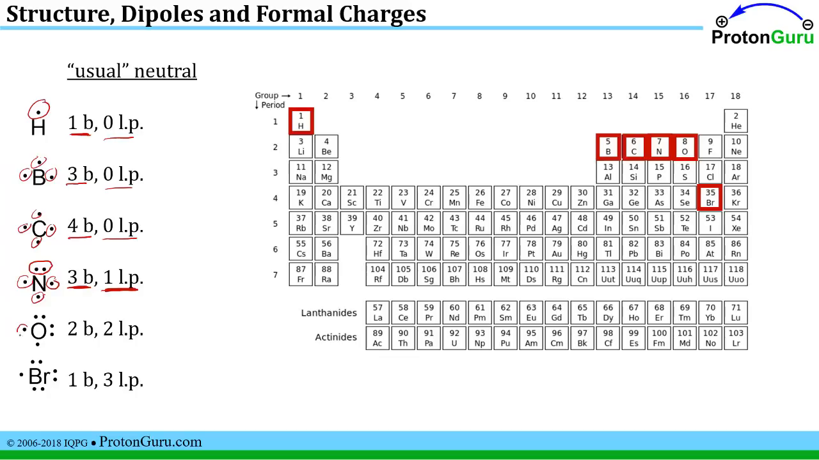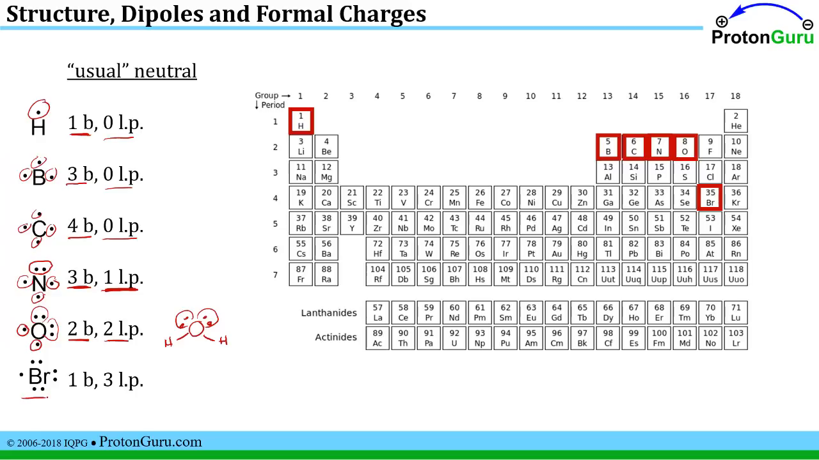Now look at this oxygen. It's only got 2 unpaired electrons, so it should make 2 bonds in a usual neutral structure, and it should have 2 lone pairs in those neutral structures. A really good example of this is water, which pretty much everyone knows is H2O. It's got 2 H's on the oxygen. For the octet, it's got to have 2 lone pairs. That's really a prototypical usual neutral structure for oxygen.